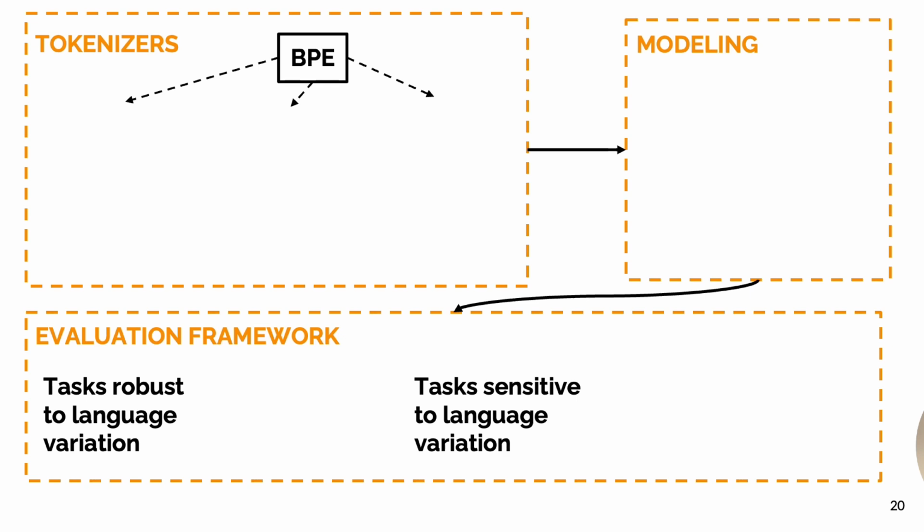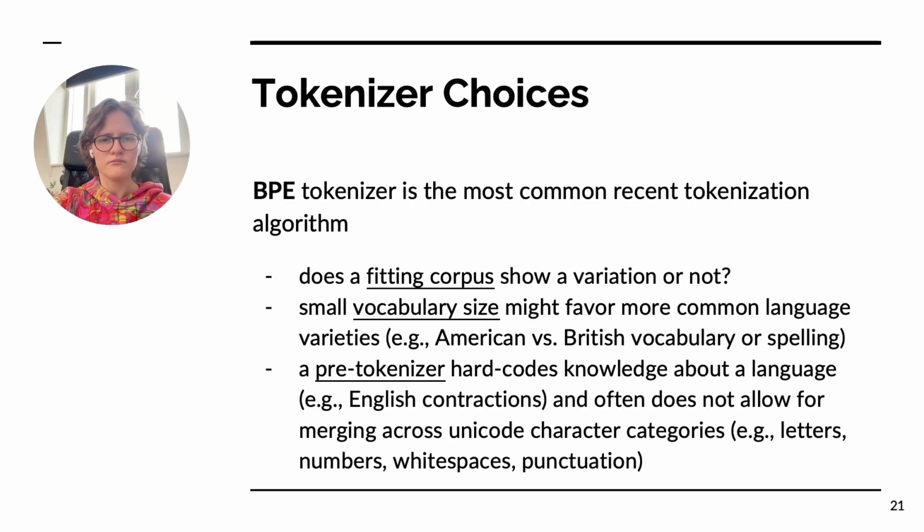So first, the tokenizers. We looked at byte pair encoding only, and looked at three different kinds of settings: the fitting corpus, the vocabulary size, and the pre-tokenizer.